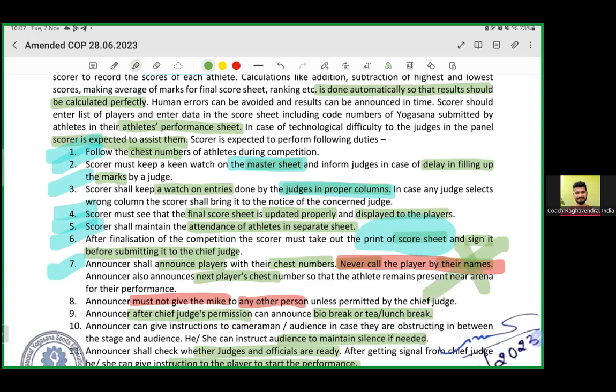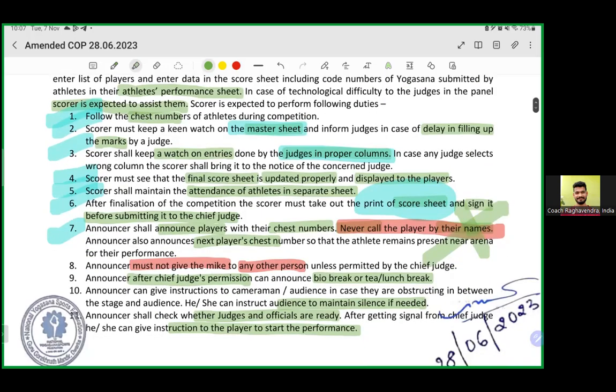He can also announce the next person's chest number so that the other person is ready for that particular performance. The announcer must not give the mic to any other person. This is very, very important. In general, people have a curiosity to speak on the mic. When friends or relatives come and visit the place, sometimes they take the mic. Sometimes the announcer may give the mic. This is not at all permitted.